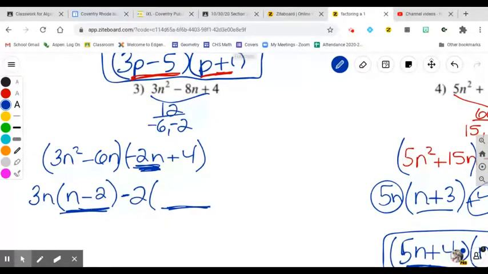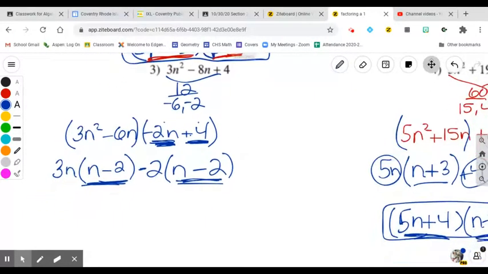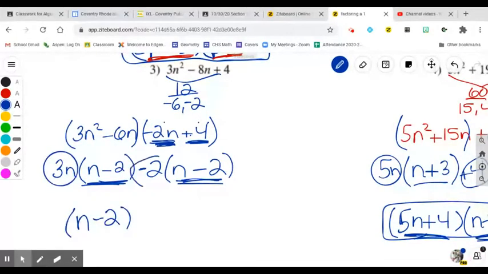Because I took out a negative, that's going to change both of these signs. So this is going to be positive n now, and then instead of plus 2, it's going to be minus 2, because negative 2 times negative 2 would give me positive 4. Now notice how this matches. That's what you want. So it's really important that if your first term is negative in a case like that, you take out a negative GCF. And so then our final answer is n minus 2 and then 3n minus 2. So that's your answer.